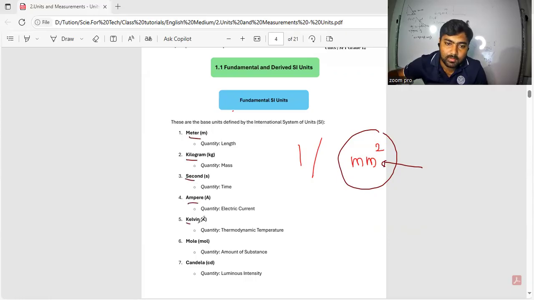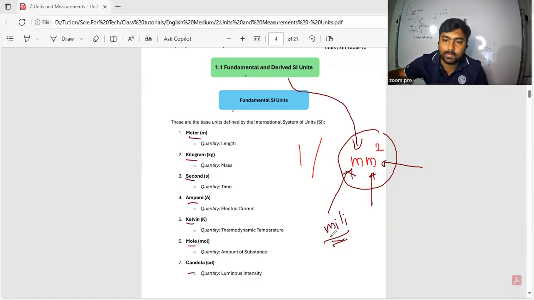Square millimeter is not given as an SI unit. So this should be a derived unit, because meter is here and a prefix is used as milli. I will explain this. So this kind of unit is not in the fundamental unit system. Understood? Yes or no? Yes, sir.